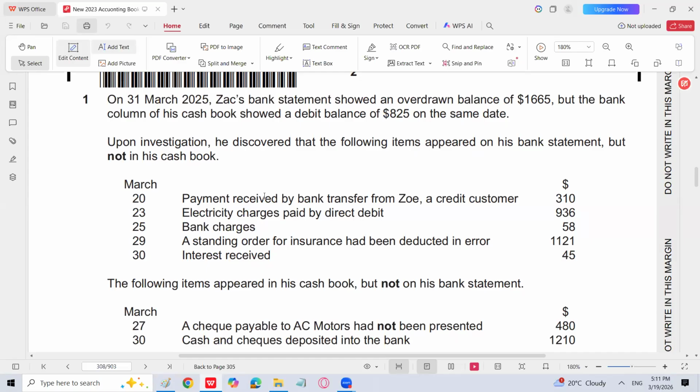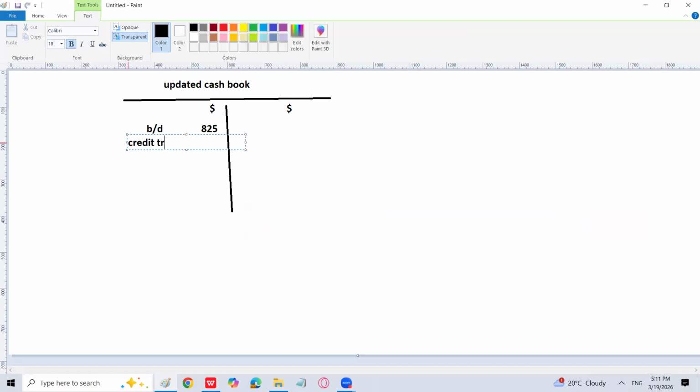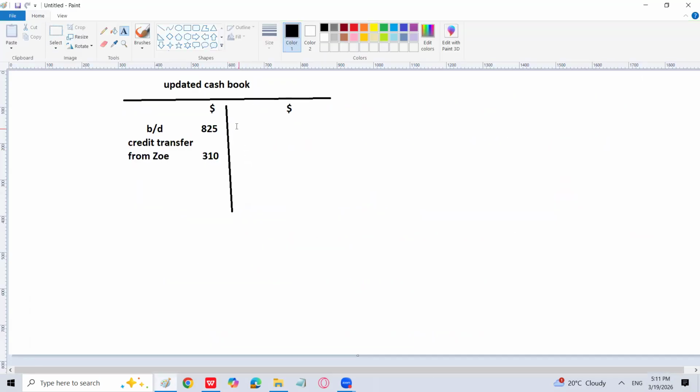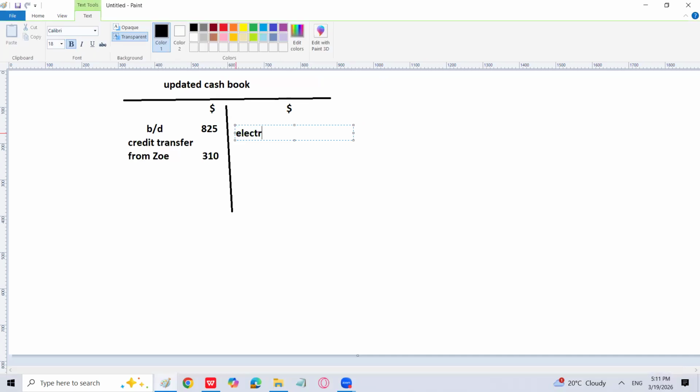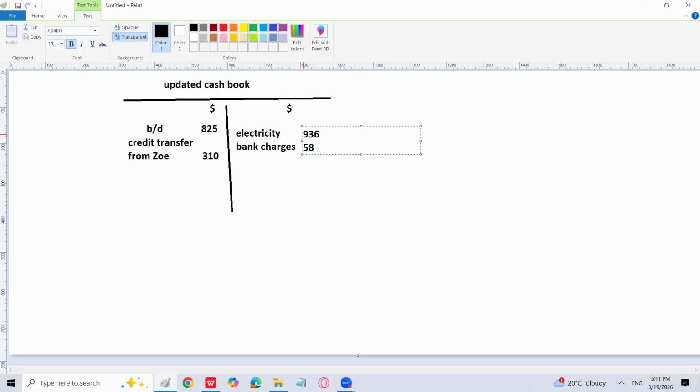So we have 825 debit balance, payment received by bank transfer from Zoe 310. So I'm going to write here credit transfer. You can also write from Zoe if you want to write it, it's okay. And the amount is going to be 310. If I'm not wrong, let me see. 310. Electricity charges and bank charges 936 and 58. So I will write here electricity, and here also bank charges is going to be 936 and 58. Okay.